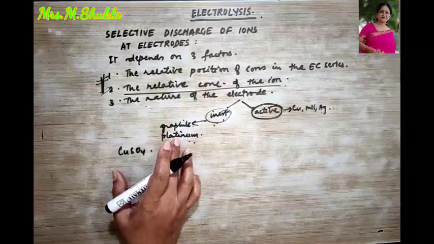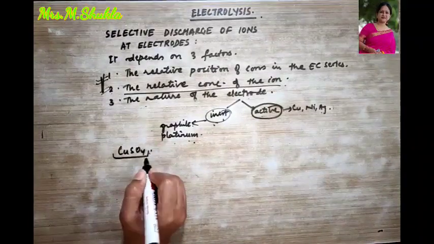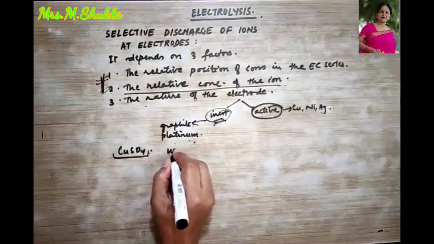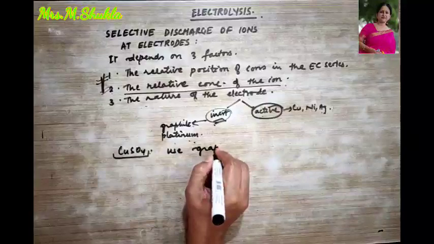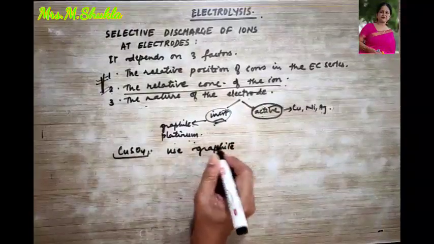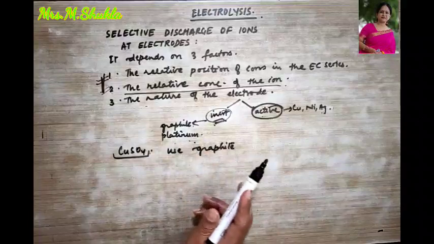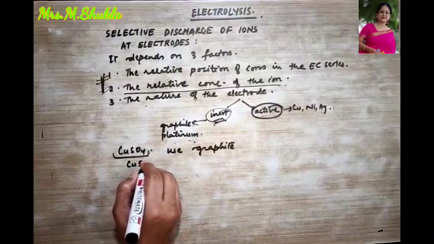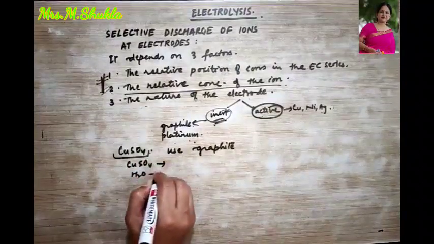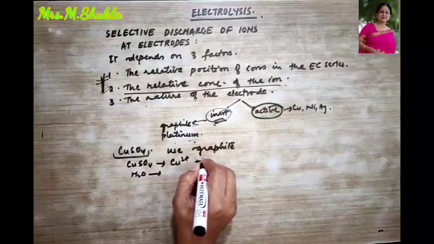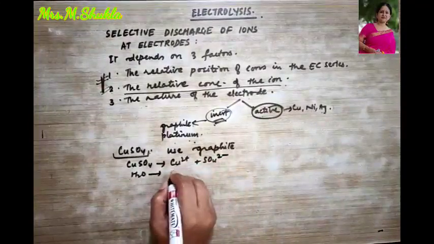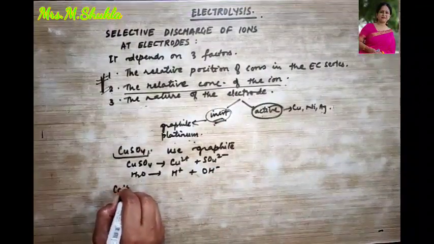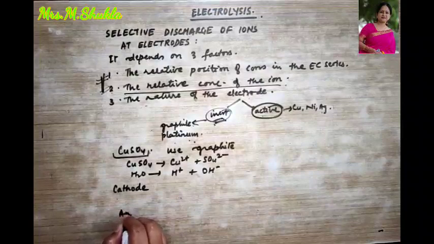So let us understand the electrolyte copper sulfate using an inert electrode. Okay, so use graphite. So when I say use graphite, it means I'm using an inert electrode. Okay, so what are the ions present in the electrolyte? CuSO4 and water. What are they going to give? Cu2+ and SO4 2-, and this is H+ and OH-.